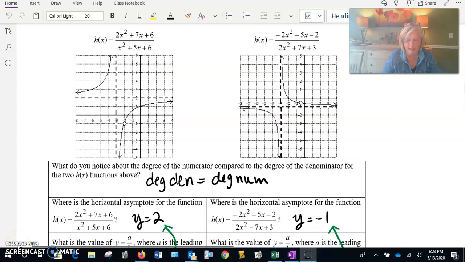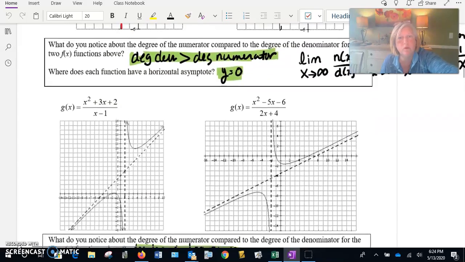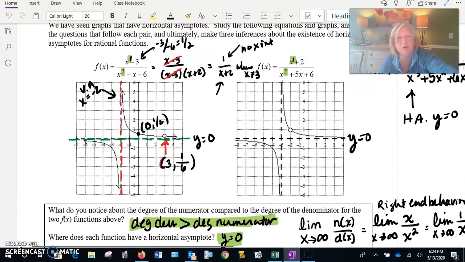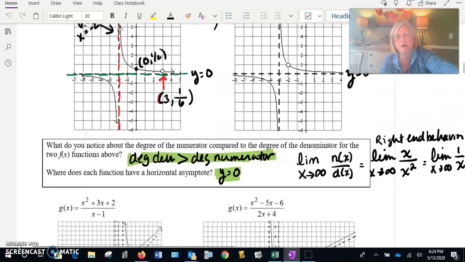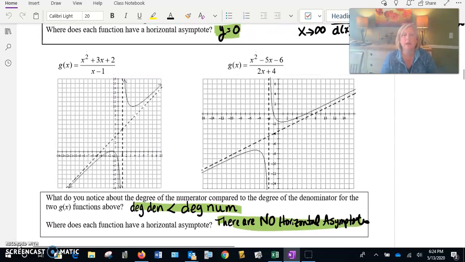Okay, coming back in and taking a look at what we've done before and what we're doing now. So we talked about the degree of the denominator being larger, having a horizontal asymptote of y equals 0. The point for this one is that if the degree of the denominator is smaller than the degree of the numerator, then there will be no horizontal asymptote.